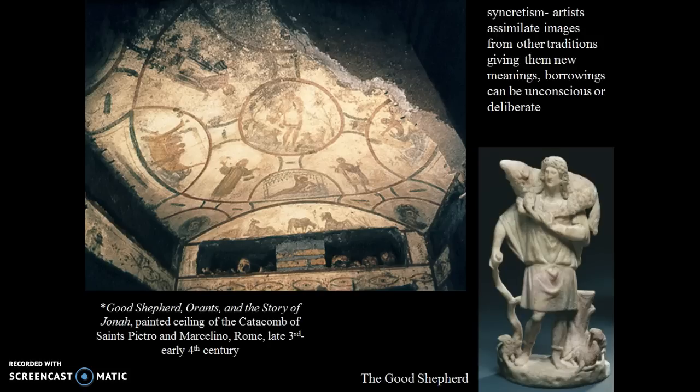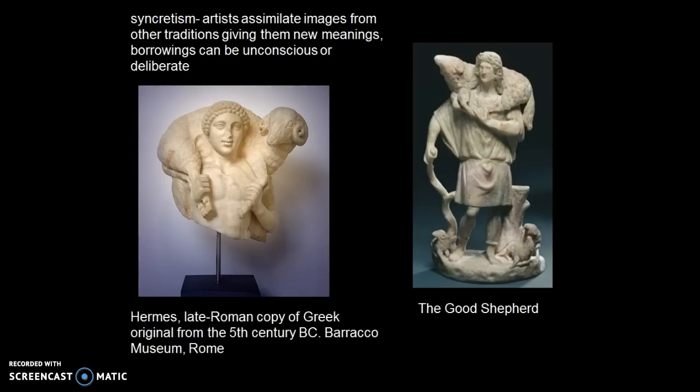The Good Shepherd is actually the most important of these syncretic images. In pagan art, the Good Shepherd is usually Apollo or Hermes, the shepherd, or Orpheus with animals. The one that we're looking at here depicts Hermes as the shepherd, and he was actually appointed by his half-brother Apollo after the theft and return of Apollo's sacred cattle herd to guard the sheep. And here, this is a late Roman copy of a Greek original from the 5th century BCE.